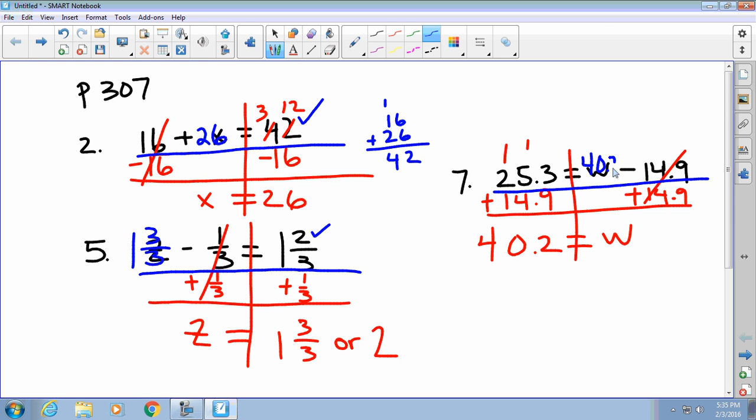It's 40.2 minus 14.9 equals 25.3. If you would like to work it out, 40.2 minus 14.9, 3, 9, 5, and borrow, that would be 2, 25.3. And that is the answer that I need to come up with.